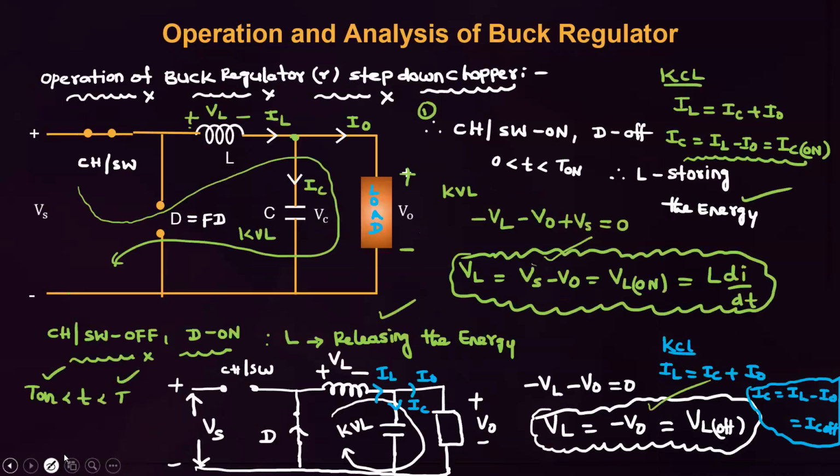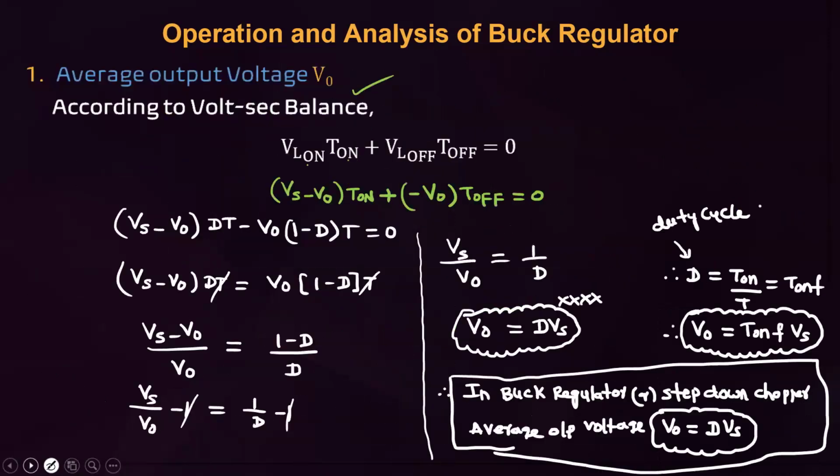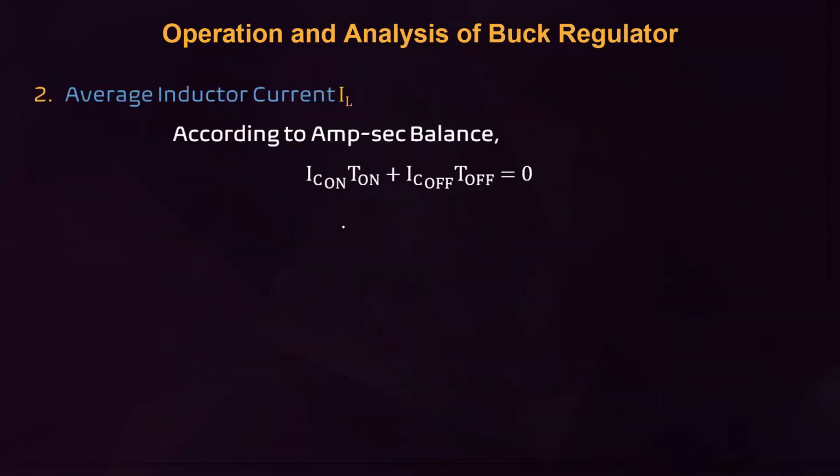IC on I calculated during chopper is on. During chopper is off, IC off equal to IL minus I. Both are the same here, that I am substituting here. This is IC on equal to (IL minus I naught) into T on, plus IC off equal to (IL minus I naught) into T off.